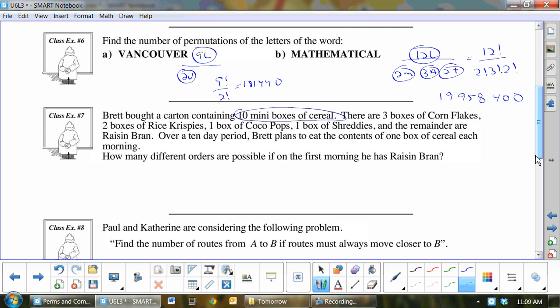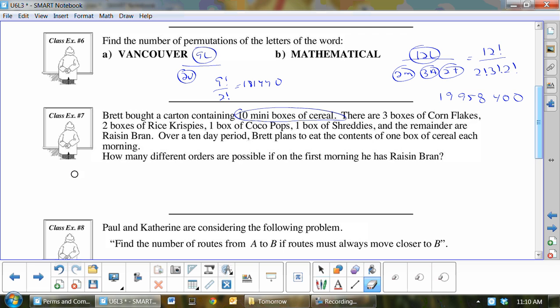Why not? No, but in the mathematical one, we still did 12. We divided by the repeats. There wasn't the same number of M's as there were A's. How is B different than this cereal question? Is it different? So, how many boxes of cereal?